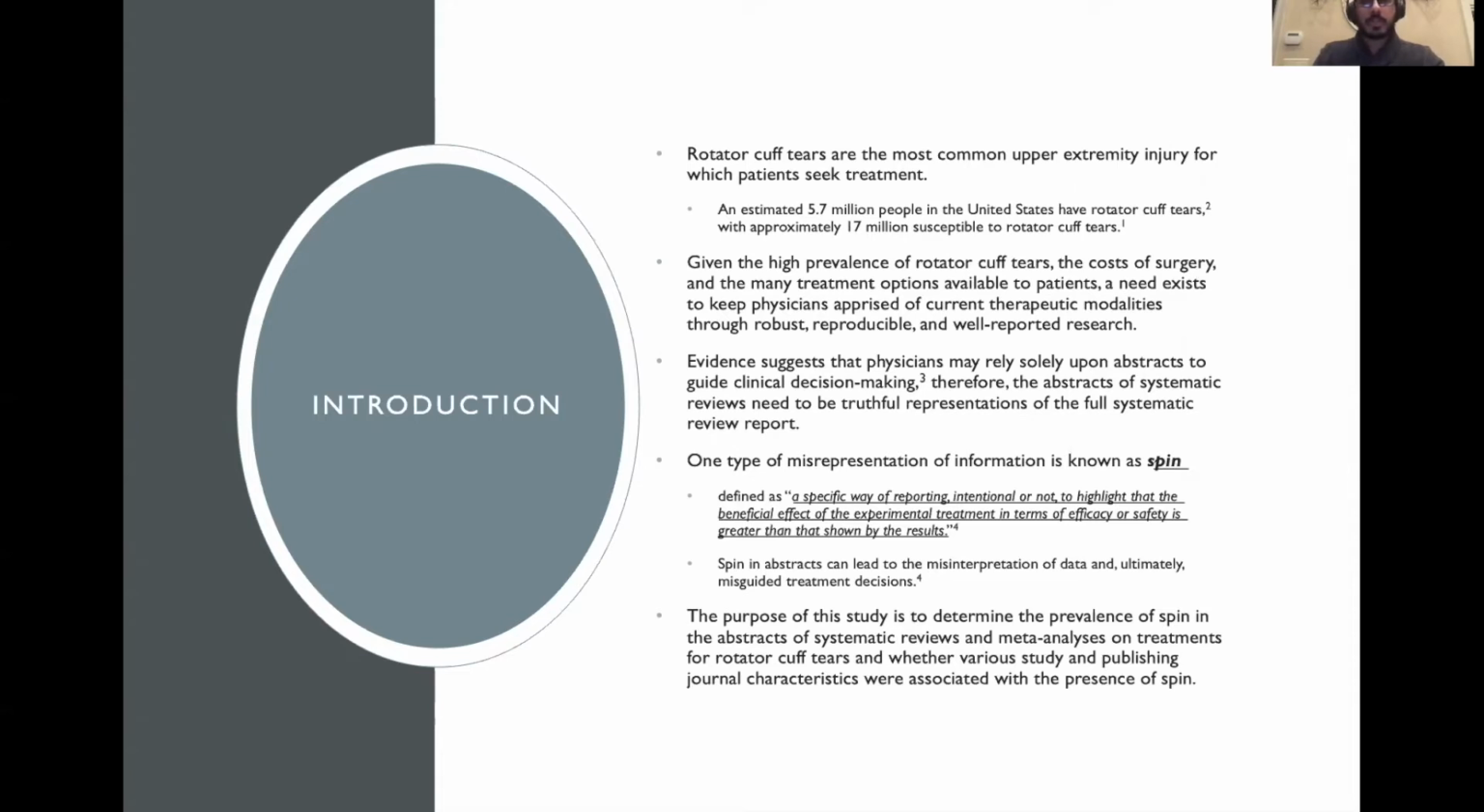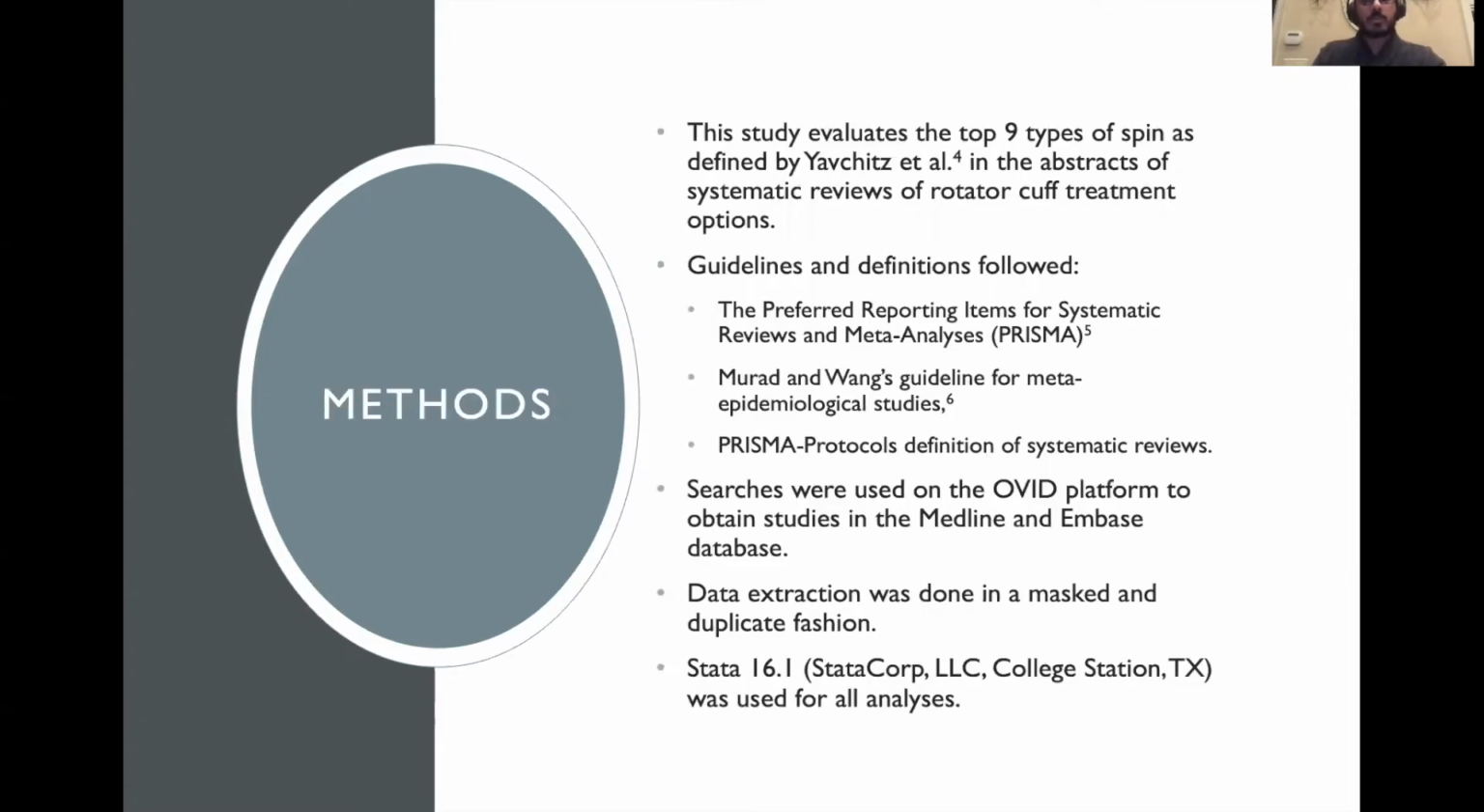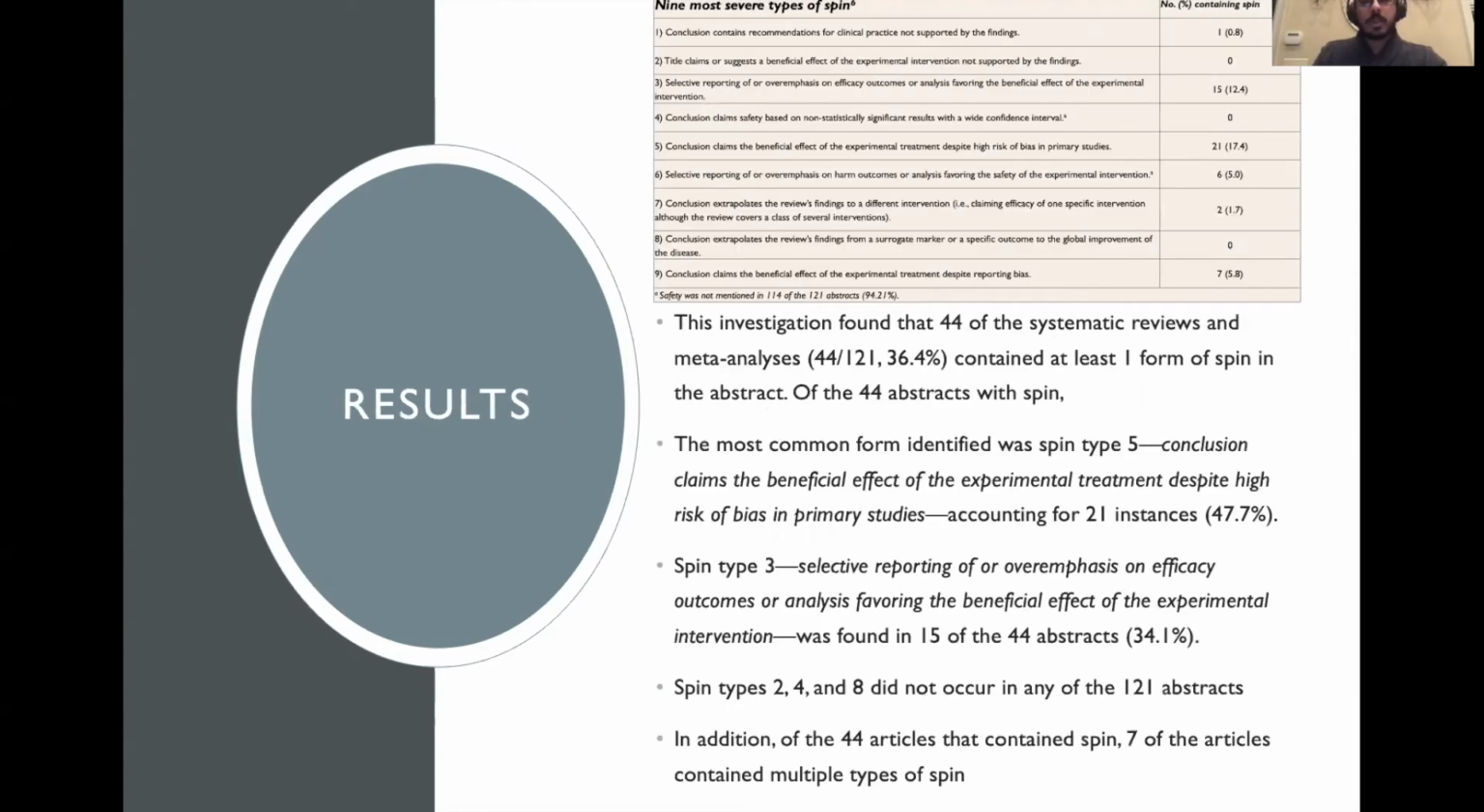The purpose of the study was to look at the prevalence of spin within these systematic reviews related to rotator cuff tear treatment. We specifically were looking at the top 9 types of spin as defined by Yavich. And what we found was that 44 of these systematic reviews out of the 121 had at least one form of spin, 36.4% specifically. Type 5 and type 3 were the most common forms of spin within our paper.